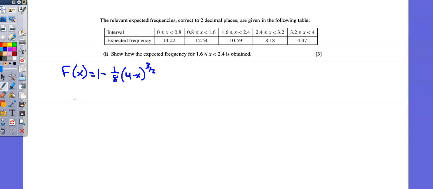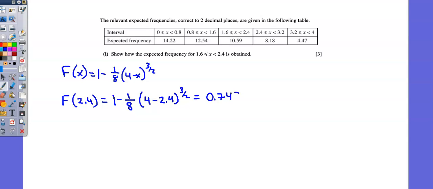We want to show the calculation for 1.6 to 2.4. Remember this is the cumulative distribution function, so I'm going to show the cumulative probability up to 2.4 by inserting the value of 2.4 into the function for x. And this simplifies to 0.74702. That's cumulative. What I want to know is between 1.6 and 2.4.